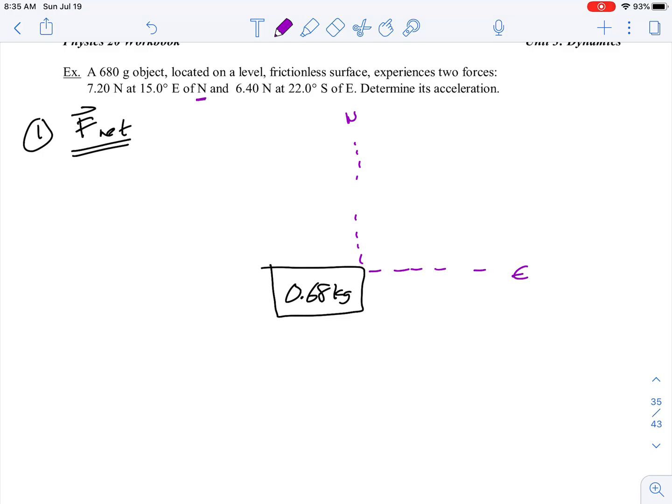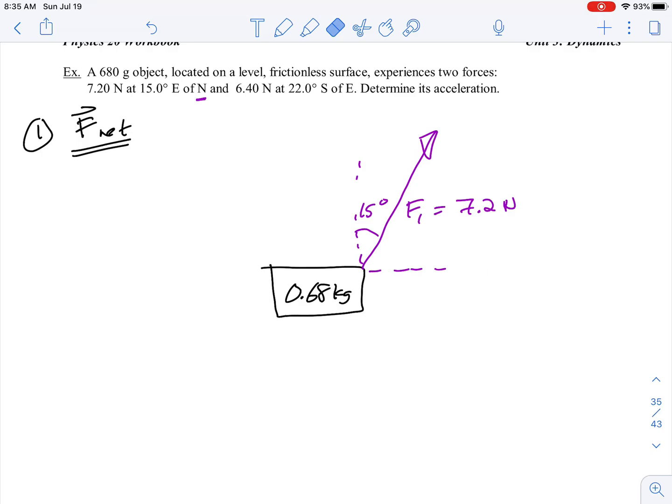Remember, the second letter is where you start. So starting in the north, we go 15 degrees east. That's going to look like this. And this angle right here is 15 degrees. And that would be a magnitude, we'll call this F1 of 7.2 newtons. All right, that's our first force. I'll just erase those two parts now.